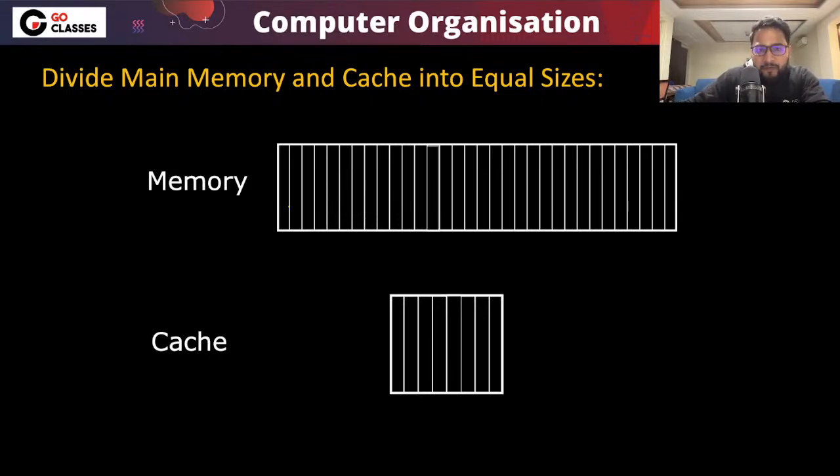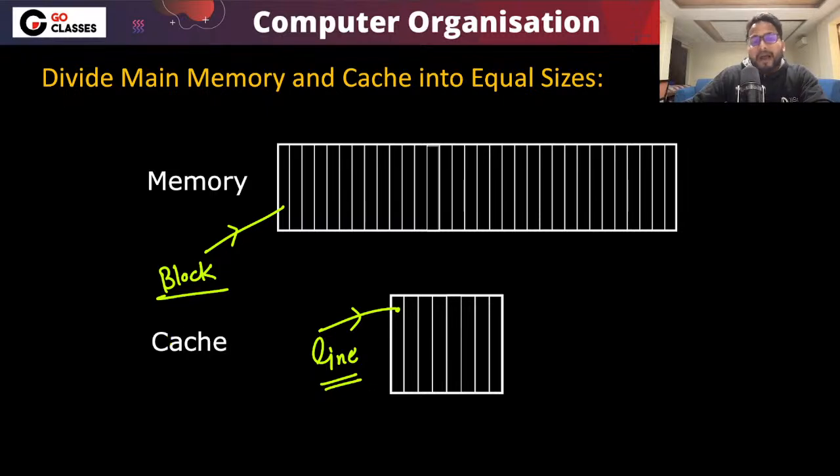Now in the chunks that we are dividing the memory into, this particular thing is called a block, and this particular thing in the cache is called a line. So basically I divide memory into blocks, I divide cache into lines, right? Now interestingly, I divide in such a way that block size and line size are the same.